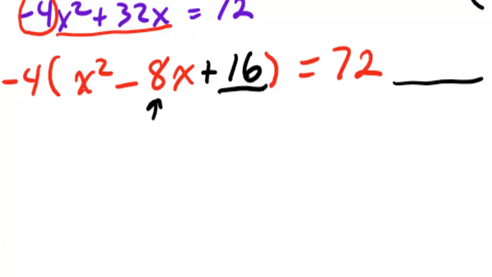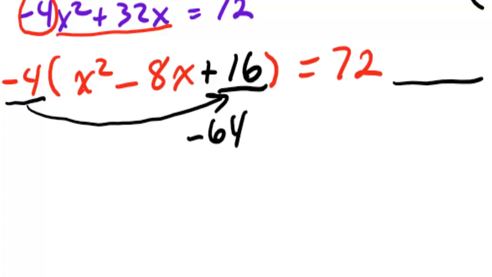However, you're not going to just add 16 to the right hand side, because this negative 4 that we factored out in front, if we were to distribute it all the way through, eventually it hits this 16 and makes a negative 64. So it's as if I subtracted 64 from the left hand side, not added 16. So on the right hand side, I'm going to subtract the equivalent 64.